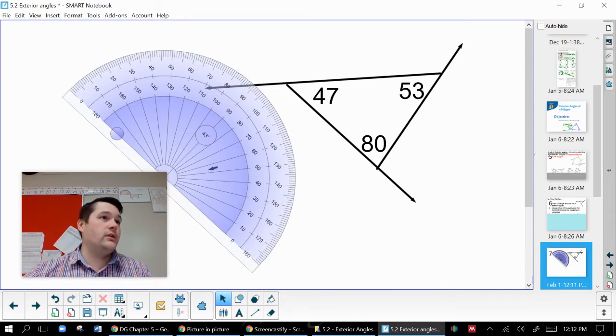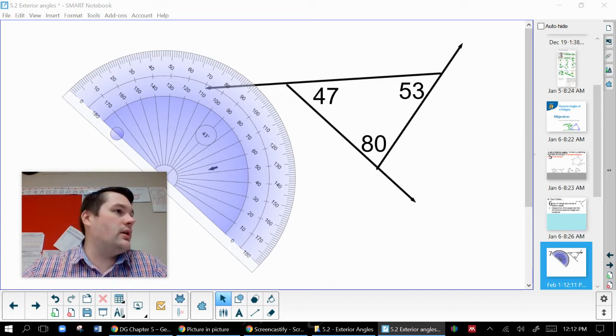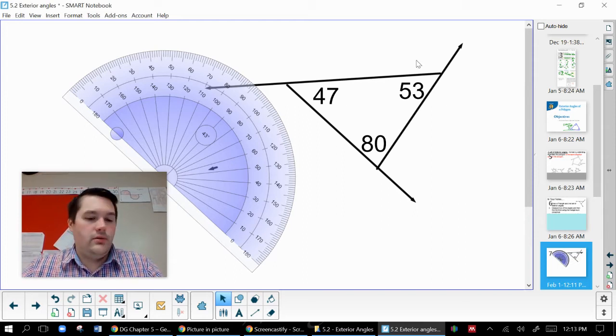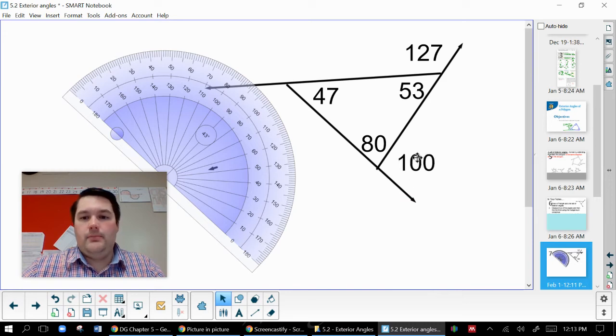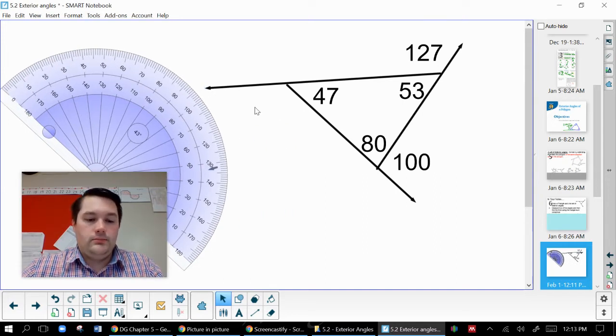Now, today we're concerned about the exterior angles, right? So in order to find those exterior angles, we're going to use our linear pairs conjecture. So I've got my calculator over on my other screen here. I'm not doing these in my head. So that means that this one has to be 127. This one would be a 100. I can do that one in my head. And then our other one here, 180 minus 47, is a 133. So those are our exterior angles.